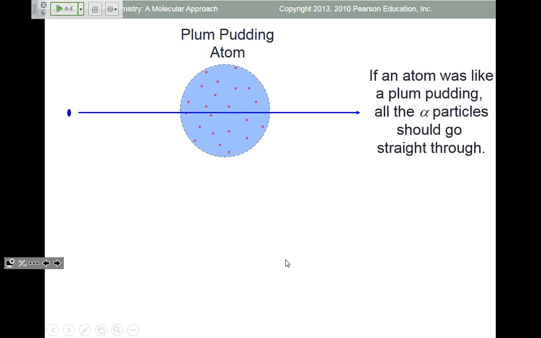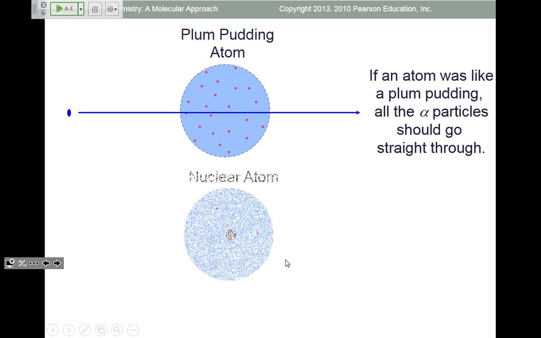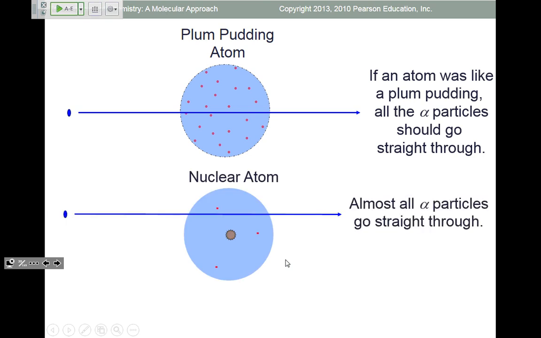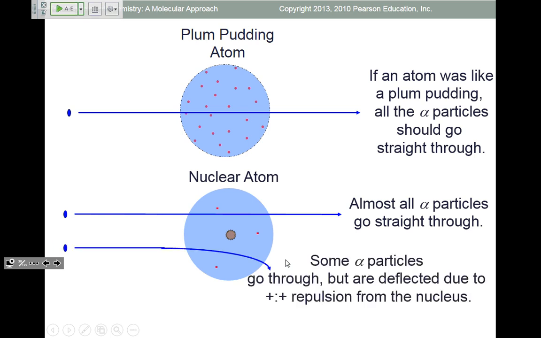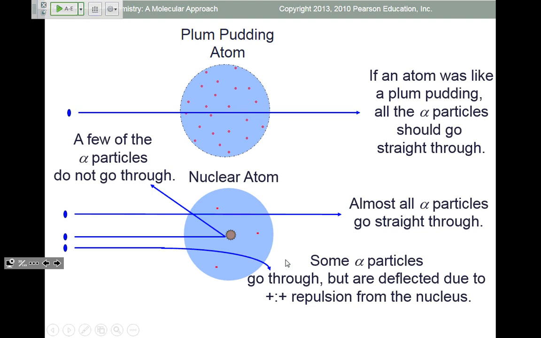So in the plum pudding model, this would make sense. All 100% of our alpha rays would go through. But if we had something like what we know today to be our nuclear atom, most of them are still going to go through. But when we get close to that positively charged nucleus, it's going to deflect. If we actually hit it, it's not going to go through at all. And it's going to be bounced back to us, actually. And that's what was found by this experiment. And it's a very useful finding, and that's how we know our atom model to be the nuclear atom, where we have a nucleus surrounded by electrons.